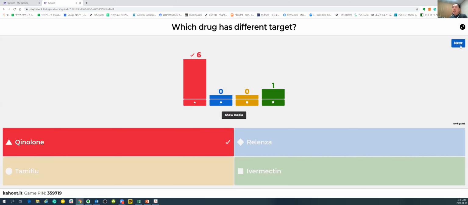Okay, this question is a little tricky. Relenza and Tamiflu are targeting the same N protein of influenza. Quinolone is the anti-cancer drug which Tekjun was supposed to present last time. Because of the time limit, he couldn't present.